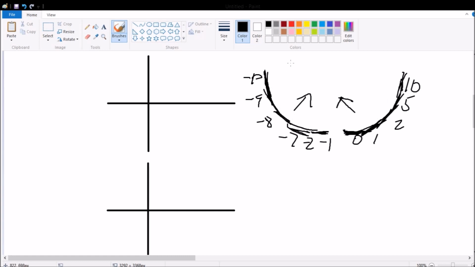So what we can conclude from that is that if f double prime of x is positive, then it is concave up.